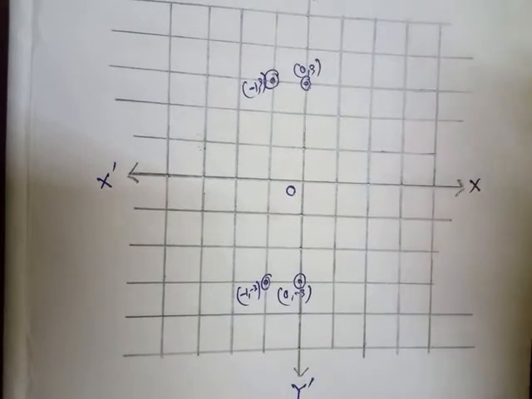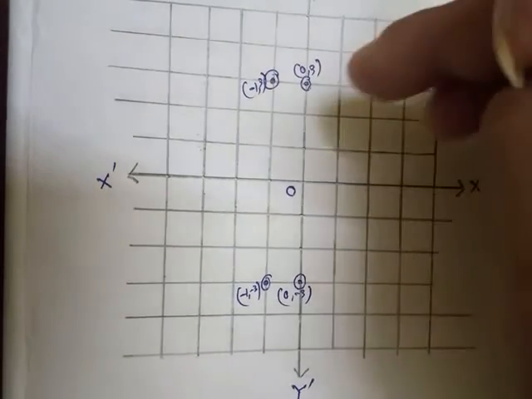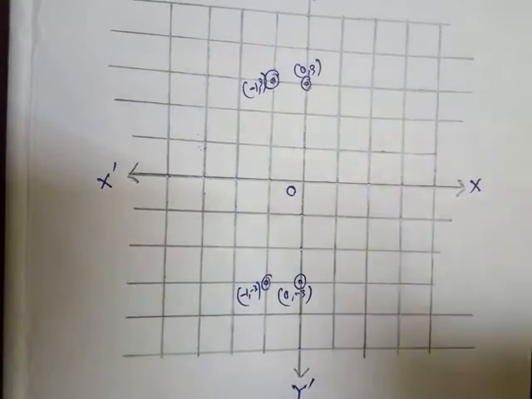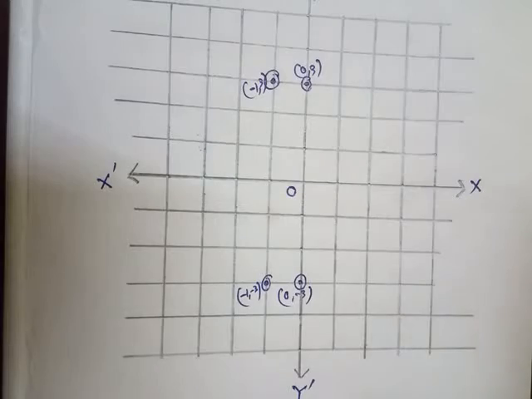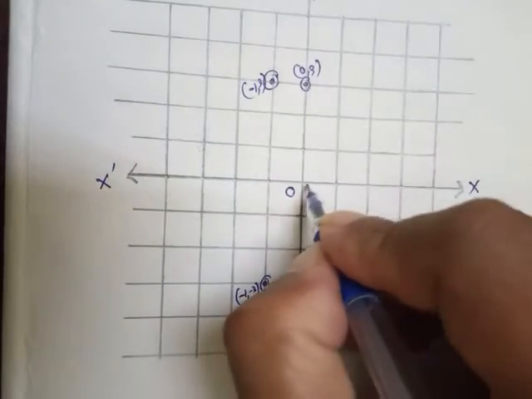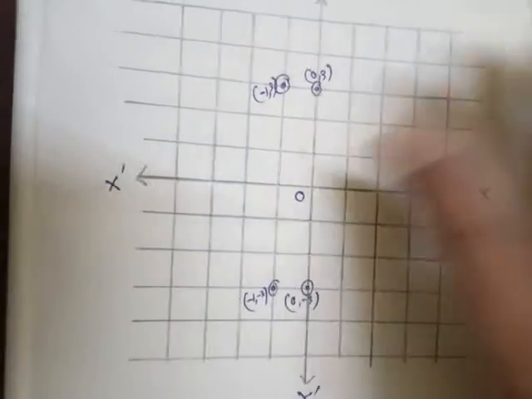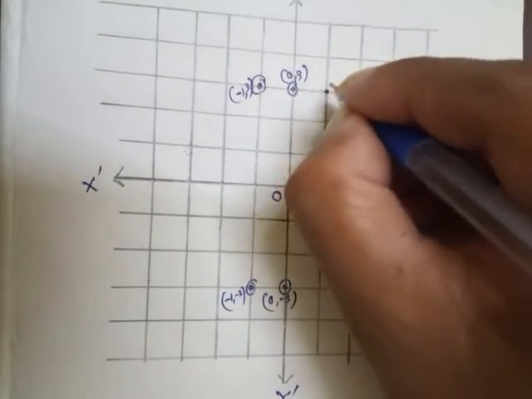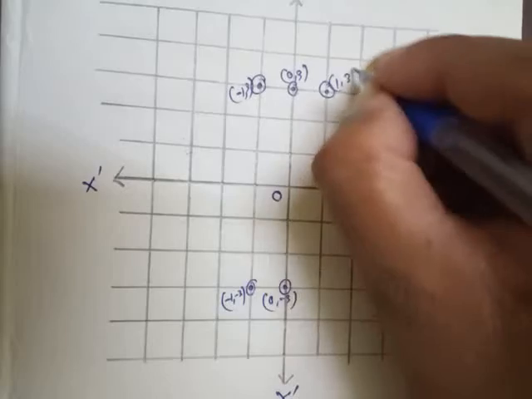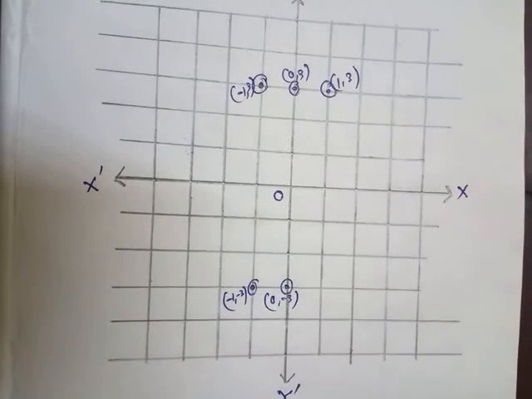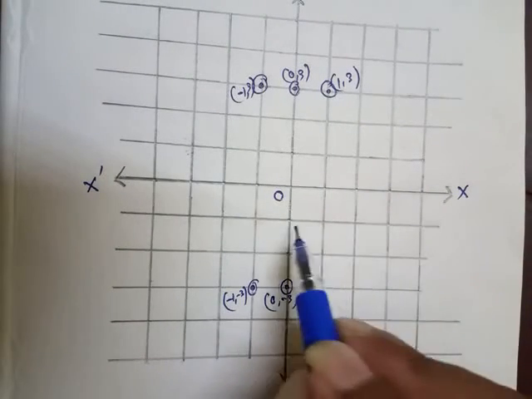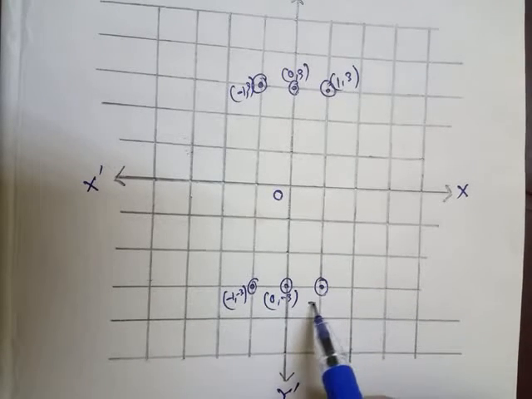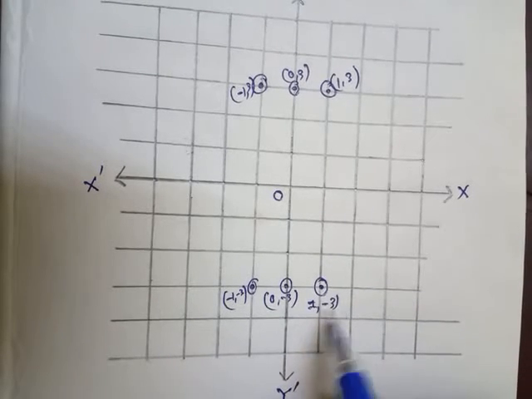Whenever you get a value where x is 0 and y is 0, then these values should be plotted on the axis, either XOX' or YOY'. Then (1, 3): if x is 1, this is 0, 1, then 3 here, 1 2 3. There is (1, 3). And (1, -3): if x is 1 and y is -3, then 1, and -3 is 1 2 3. Here is (1, -3).